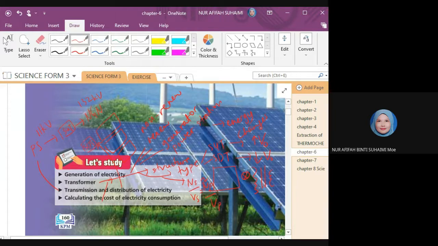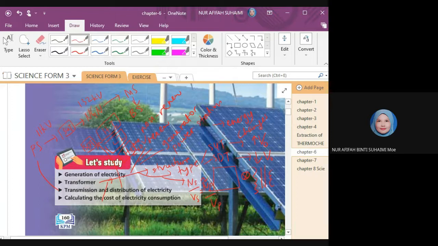transformer. From the National Grid Network, it goes to the main substation, after the main substation, the branch substation, and then to the step down transformer. After that, it is distributed to heavy industry, light industry, and home. Our home receives 240 volt.